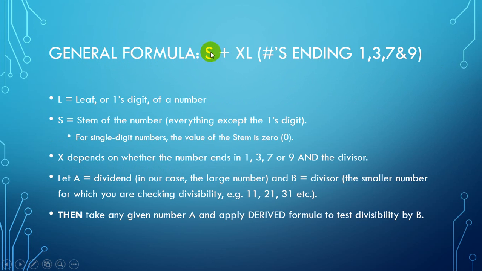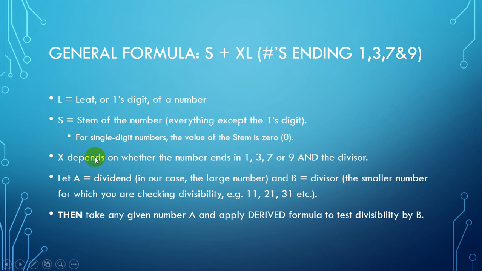And the general formula here is S plus XL, and this can be used for all numbers ending in 1, 3, 7, or 9. Let's let L be the leaf. That's the ones digit I just showed you. S would be the stem of the number. That's everything except the ones digit, the new number formed by those numbers. And for single digit numbers, it's implied that the value of the stem would be 0. Tens digit is 0 for numbers like 5 or 6.